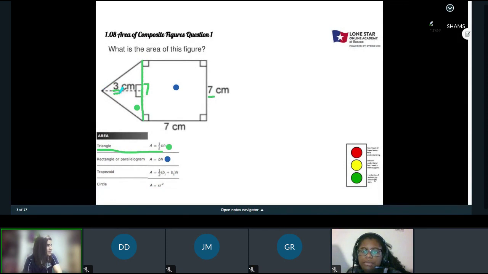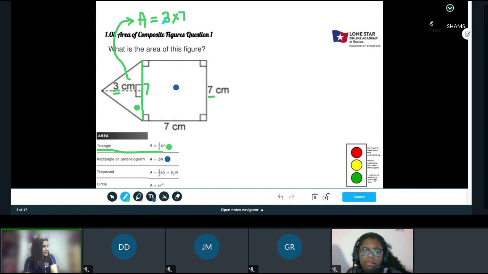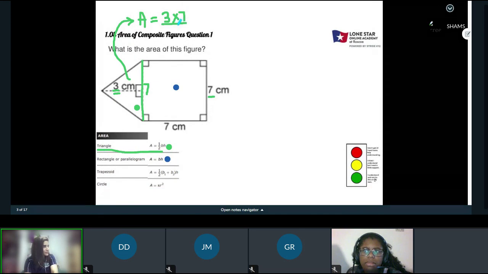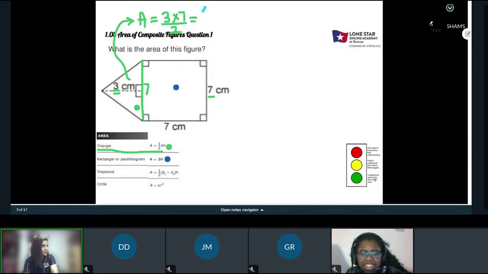In order to find the area of this triangular part, I'm going to solve here. I will do base times height. That is 3 times 7, which is 21. Then divided by 2, because that's what the formula says. Find half of base times height. So 3 times 7 is 21. 21 divided by 2 is 10.5.